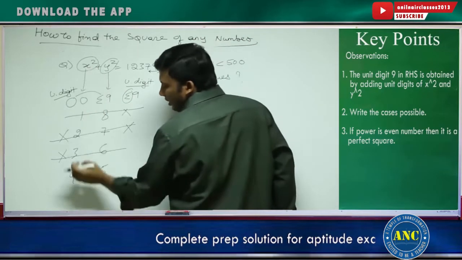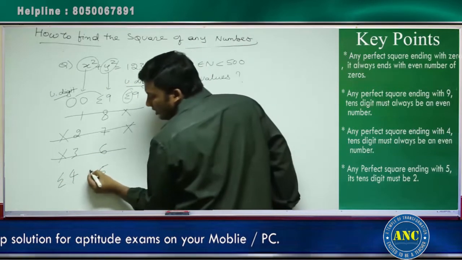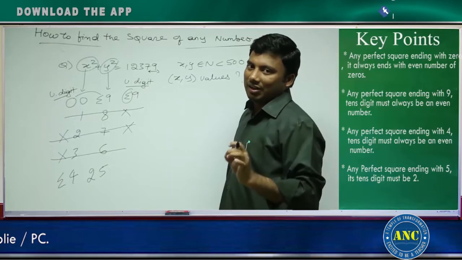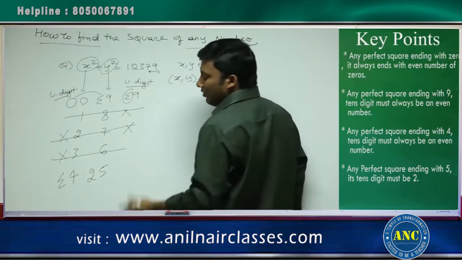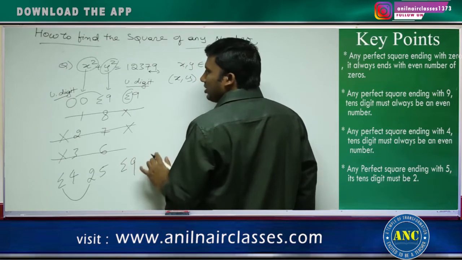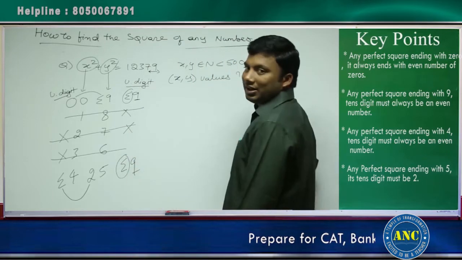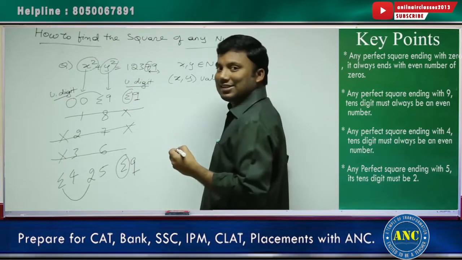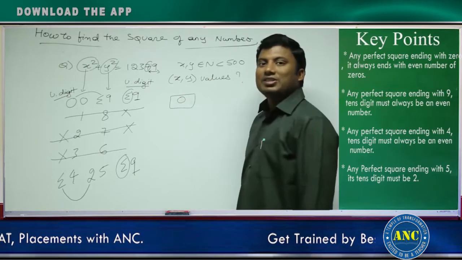Next, for any perfect square ending with 4, what is the tens digit? An even number. If y square is ending with 5, what is the tens digit? It should always be 2. 5 square is 25, 25 square is 625, 15 square is 225. Any perfect square ending with 5 has tens digit always 2. What is even plus even? Again an even number. That means, by using this logic, the right hand side ends with 9, and what should be the tens digit nature? Even number. According to the question, what is the tens digit? 7. So therefore, what will be the answer? 0.